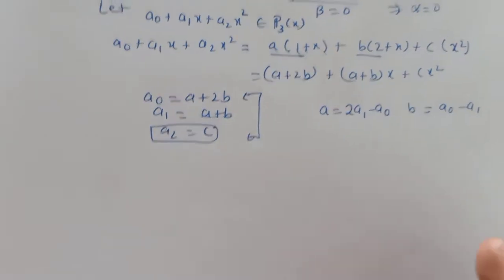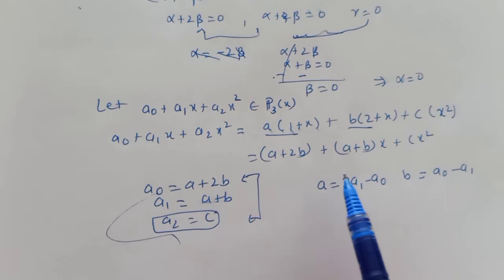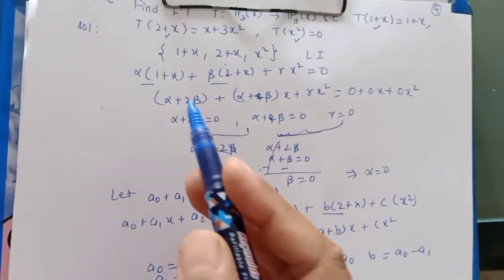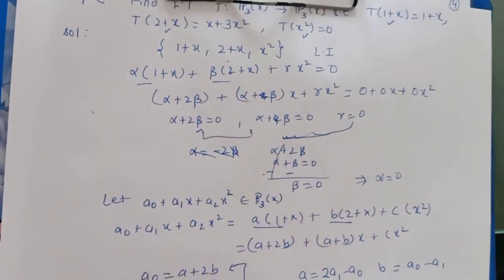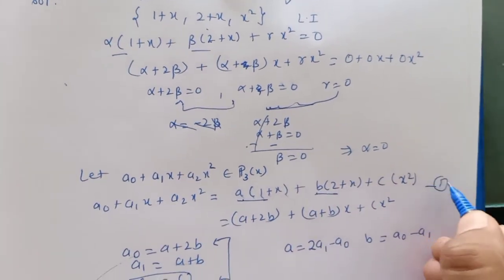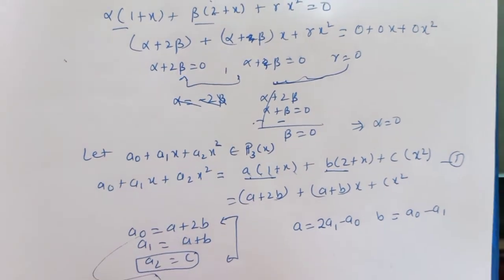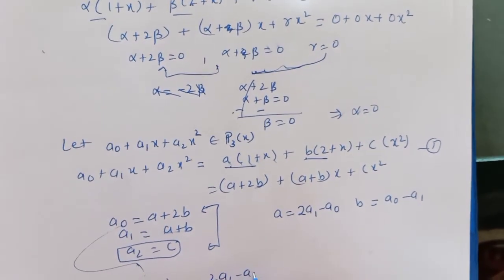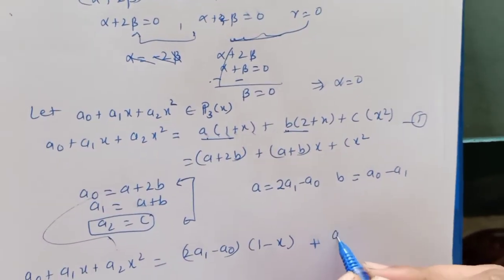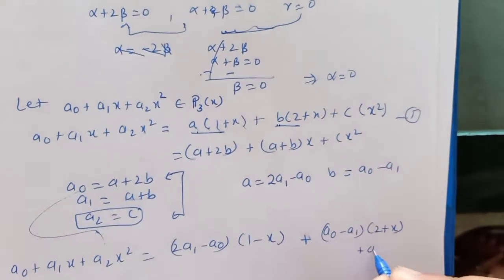So we are able to write any general element from this vector space as a linear combination of these three vectors, which we have already shown are linearly independent. So this set forms the basis. Now let us put the values of a, b and c here in equation number 1. So now our equation number 1 will look like: 2a1 minus a naught times 1 plus x, value of b here, a naught minus a1 times 2 plus x, and c is a2 x square.